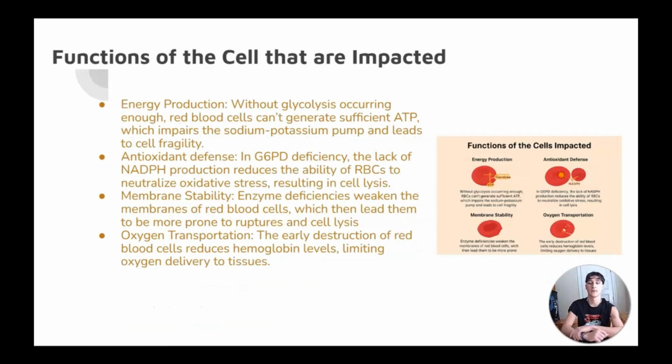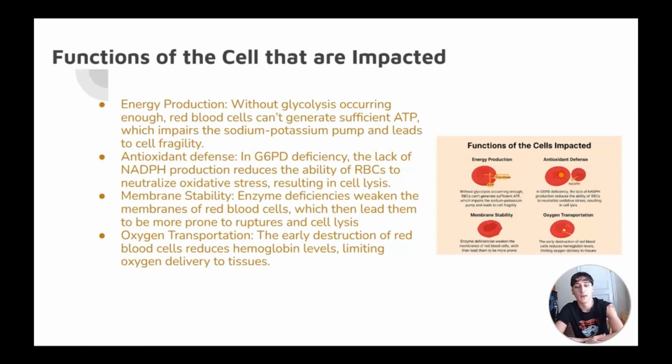So the functions of the cell that are impacted. Energy production. Without glycolysis occurring enough, red blood cells can't generate sufficient ATP, which impairs the sodium-potassium pump and leads to cell fragility. Antioxidant defense. In G6PD deficiency, the lack of NADPH production reduces the ability of red blood cells to neutralize oxidative stress, resulting in cell lysis.